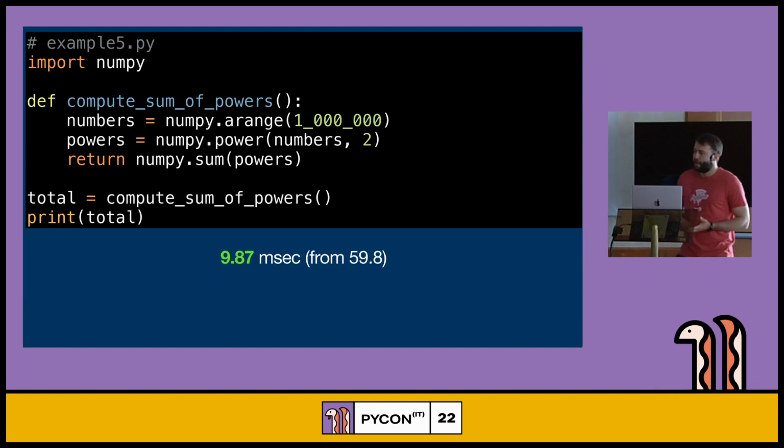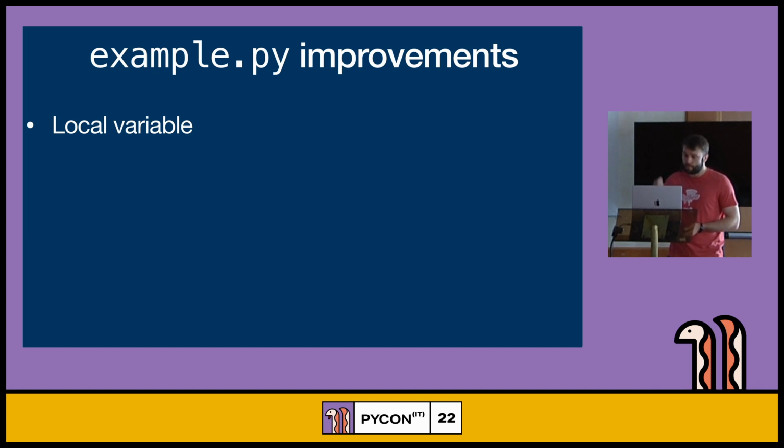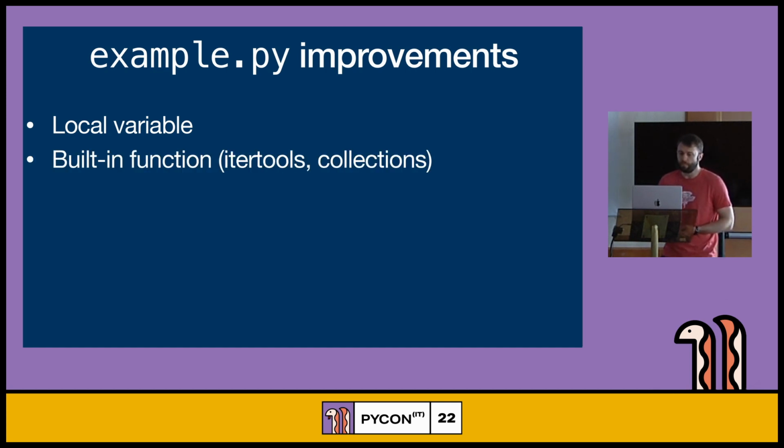So as you can see, we got down from 72 milliseconds to around 10, which is a pretty good improvement, but more important, we learned quite a few things on the way. We replaced the global variable with a local one, because global variables not only make your code harder to read, but also a bit slower. We switched to using the built-in sum function instead of reinventing the wheel and writing something from scratch. You can find a lot of optimized functions in the standard library, especially in modules like itertools or collections.